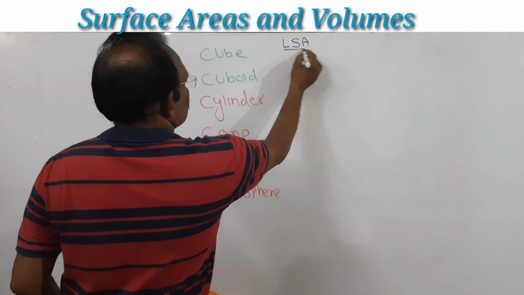Now similarly, how many squares are there in the cube? We have 6. See 1, 2, 3, 4, the above one is 1, the below one is 1. The area of each square is A square. So we have 6 faces, so 6A square. So the total surface area is equal to 6A square.